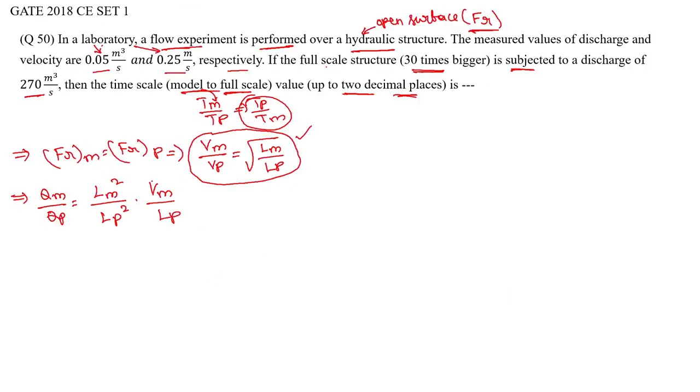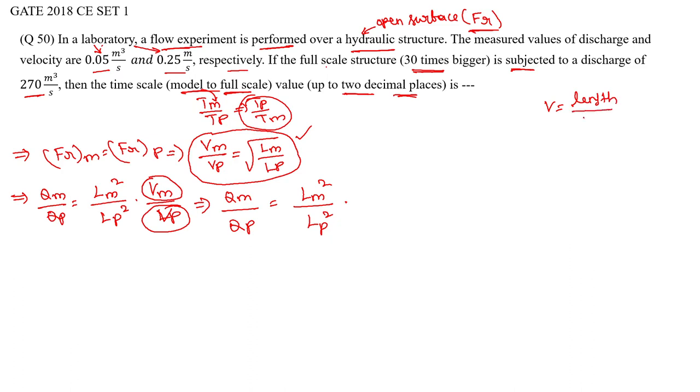But here, for velocity, sorry, Vp. So here we are more interested in the time. So we can write Qm by Qp equal to Lm square divided by Lp square into... what is the velocity? How can we write velocity? Velocity is length upon time, L by T. So it will be Lm by Tm divided by Lp by Tp.